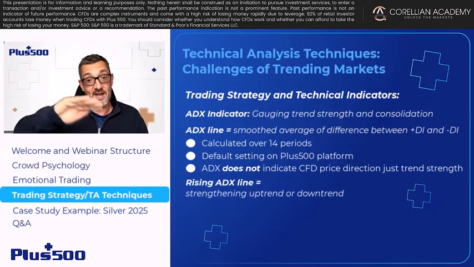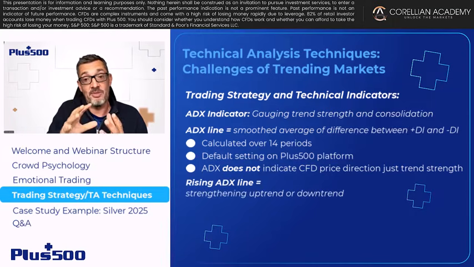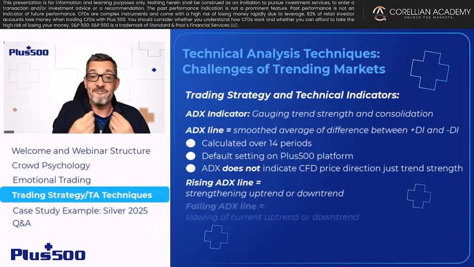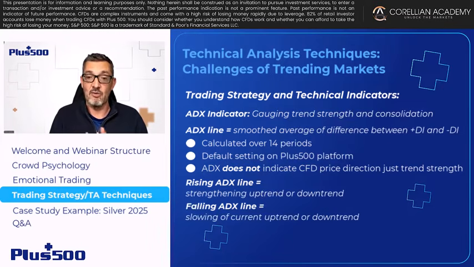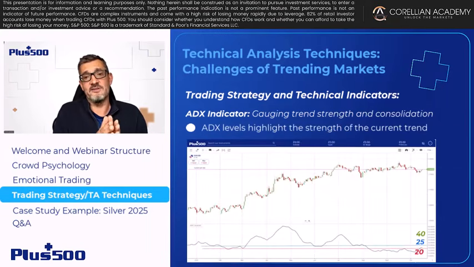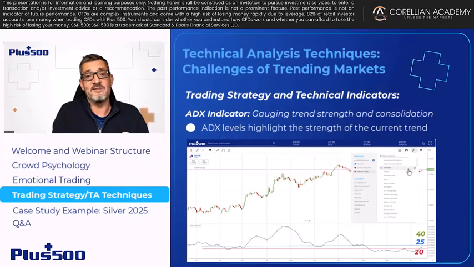A rise in ADX line suggests strength behind the current trend, whether it's in an uptrend or a downtrend, while a fall in ADX line suggests the current trend is slowing. How can we use the ADX, and what does it show within a CFD's price? Well, we can use these ADX levels to highlight the strength of the current trend.